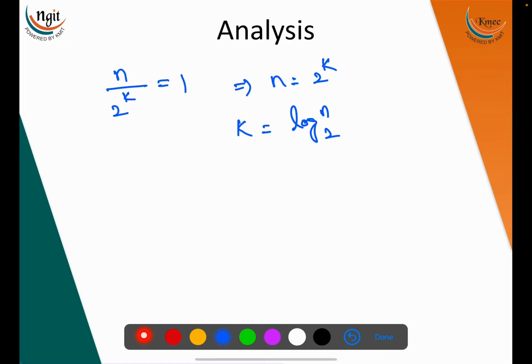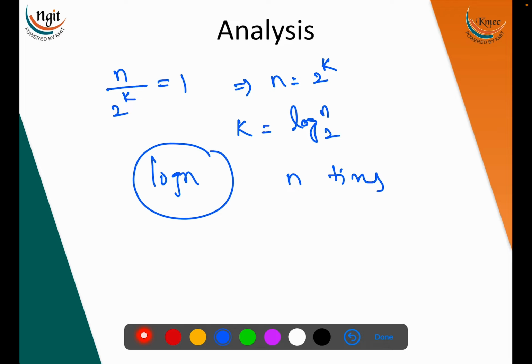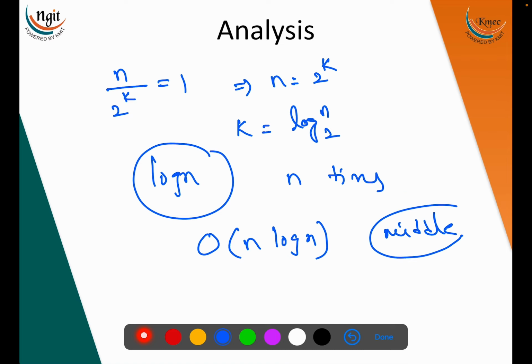So how many levels are there? Log n levels. In each level, I am assuming that the partition algorithm compares n times. So the time complexity of quicksort is big O n log n. And this is the best case, partitioning in the middle. That's what we were doing, taking the pivot element in the middle. So the time complexity of quicksort is what? Big O of n log n.